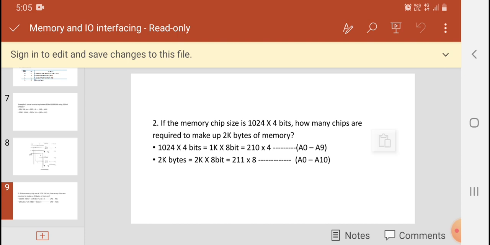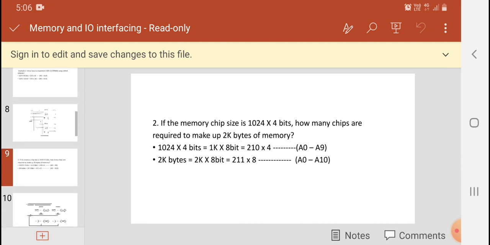As usual, the first step is to determine how many address lines I need. The available IC is 1024, that is 1K. So 1K means I need 10 address lines. Remember, A0 to A9 are the address lines I must use.